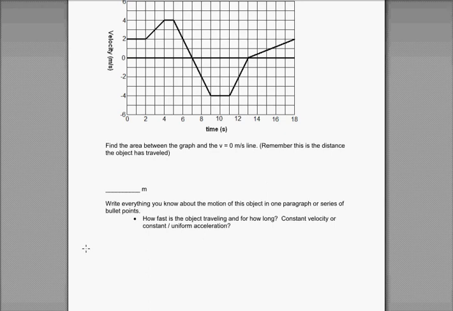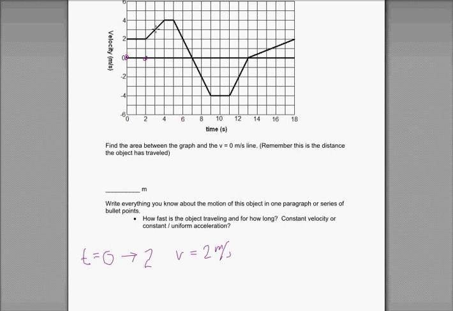From t equals 0 to t equals 2, take a look. From 0 to 2, what's going on? Constant velocity of positive 2. I'm just going to say v equals 2 meters per second. And this is a constant velocity. I'm not going to put anything on top of this. Okay? Now let's take a look.